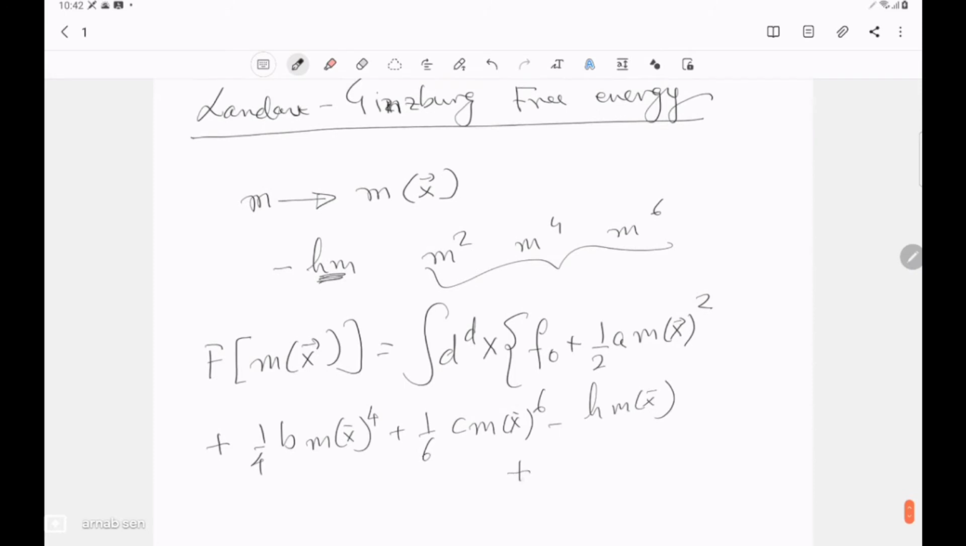Now comes this new term. This generalization is very easy. All I'm saying is I just look at my earlier free energy and make this m a function of x, so there's some spatial variation. But now I write another term, a new term, which I just put in by hand. It's a phenomenological term.